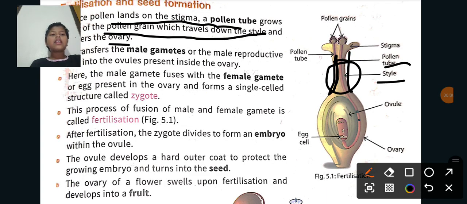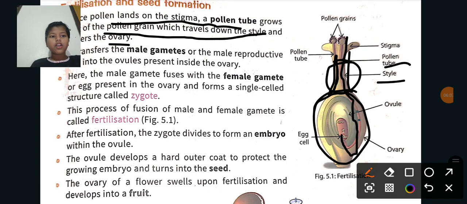Then it enters the ovary. The pollen tube enters from here to here, and then you can see the pollen grains will fuse with the reproductive organ present in the ovules inside the ovary. When it fuses, the small egg present in the ovary will form a single cell structure called the zygote, or you can say the egg cell.